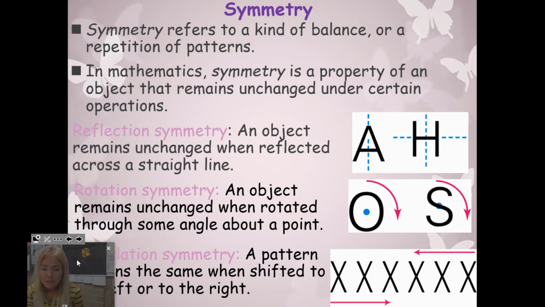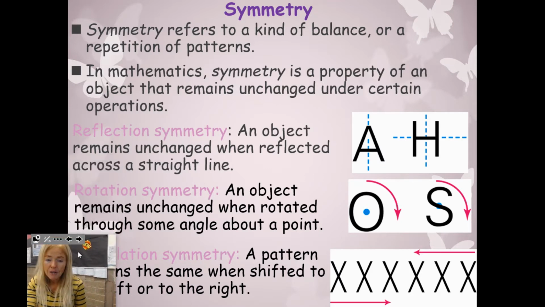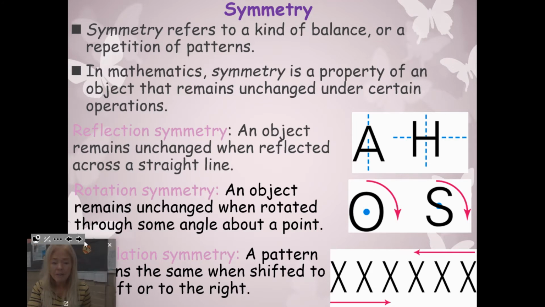All right, there's also a translation symmetry. A pattern remains the same when shifted to the right or to the left. Translation means slide. So if you slid a certain amount of units to the right, this pattern is going to be the same, as long as you get this part of the X right to there. You slide it to there, you slide it to there. That's translation symmetry. So those are the three types of symmetries we're going to be talking about, learning about and discussing.